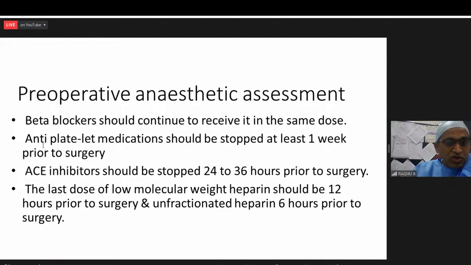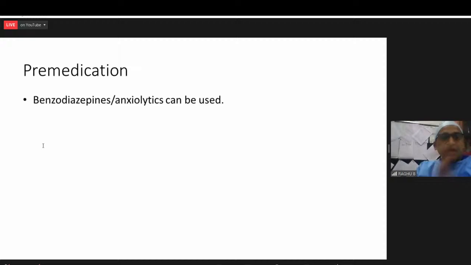Preoperative assessment also includes continuing beta blockers, which should be received in the same dose just before surgery. Antiplatelet medication should be stopped at least 5 to 7 days prior to the surgery. ACE inhibitors should be stopped 24 to 34 hours before surgery. The last dose of low molecular weight heparin should be 12 hours prior to the surgery, or unfractionated heparin should be stopped 4 to 6 hours prior to the surgery. And for pre-medication, benzodiazepines or anxiolytics can be used.